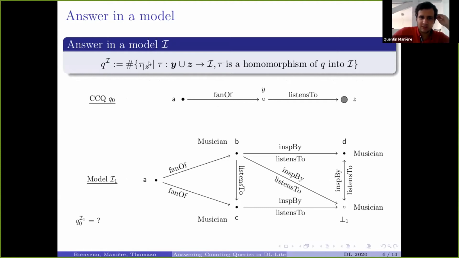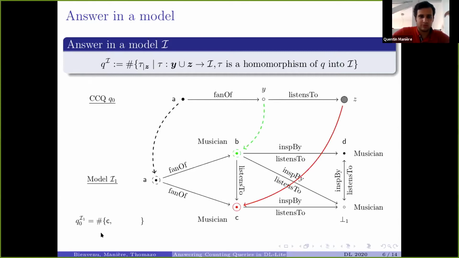And we only keep the values for the counting variables, that is a Z tuple. And then we count them, and that's our answer in this model. So as an example, here, this is a query I already showed you, and this is the first model I presented you. So in the bottom left, I'm trying to find the answer of this query in this model.